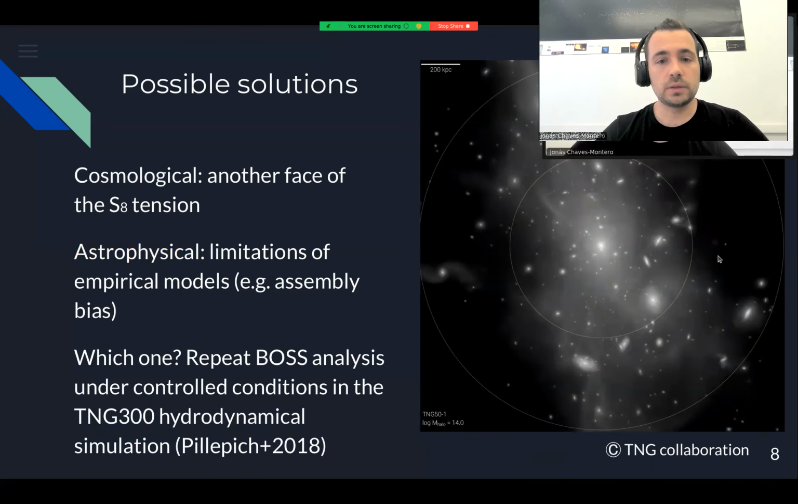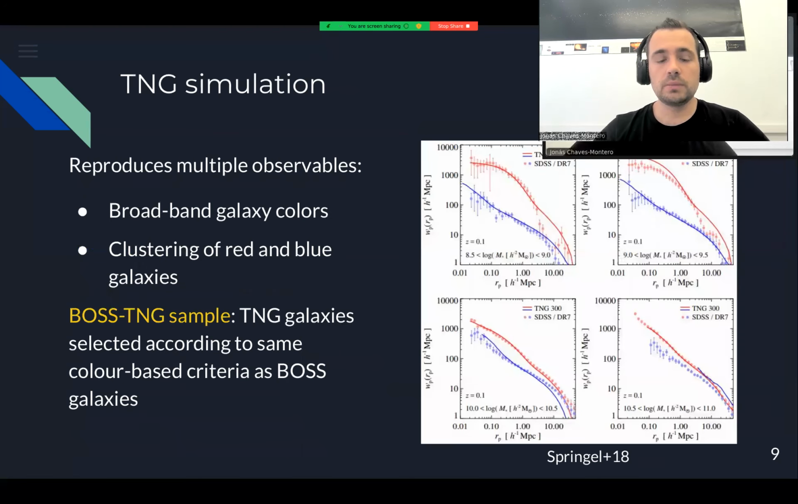In order to solve the question of which one is the best explanation, what we did is to study this problem under control conditions, exactly using the IllustrisTNG simulation. Why the simulation? Because the volume is large enough for statistical studies and because it reproduces a lot of important properties that we care about from observations, for example, broadband galaxy colors and the clustering of red and blue galaxies. We are especially interested in the clustering of massive red galaxies because most galaxies are like that.